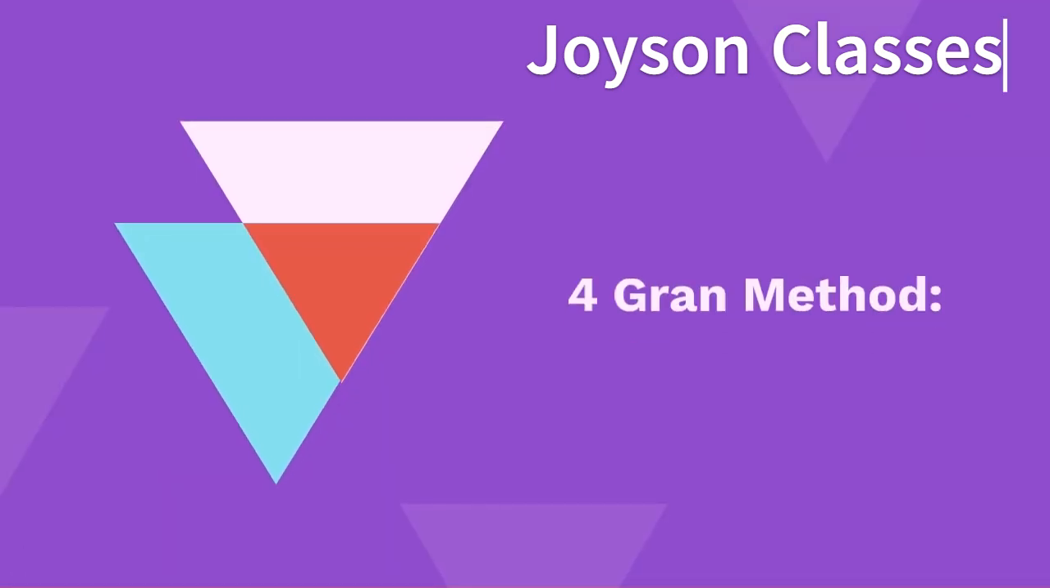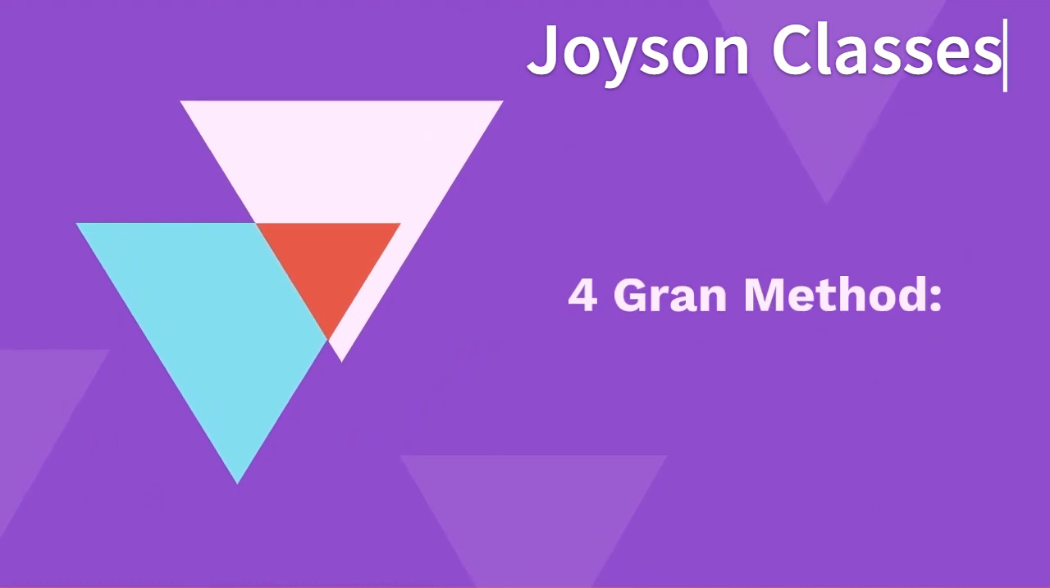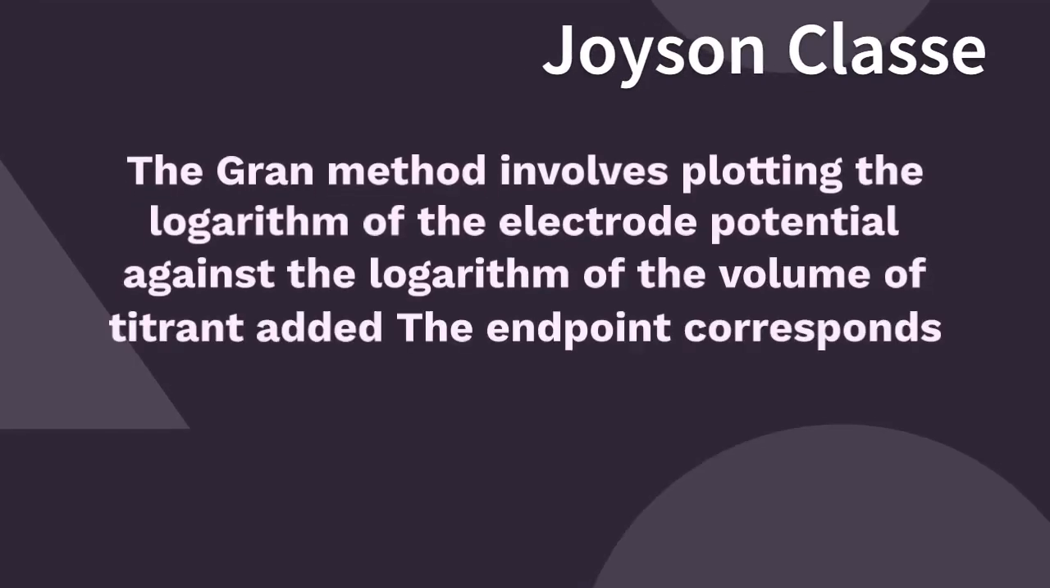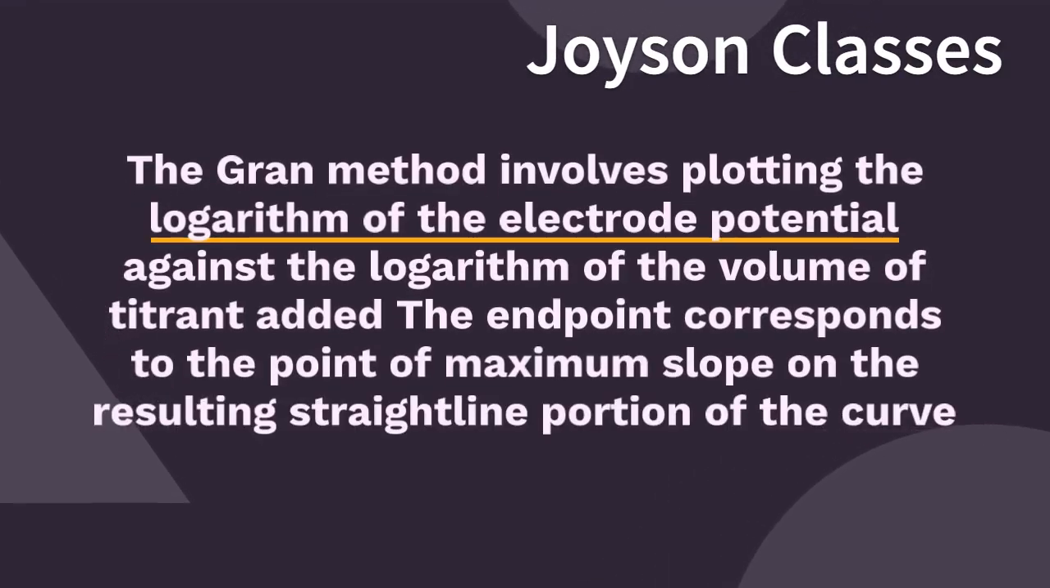4. Gran method. The Gran method involves plotting the logarithm of the electrode potential against the logarithm of the volume of titrant added. The endpoint corresponds to the point of maximum slope on the resulting straight-line portion of the curve.